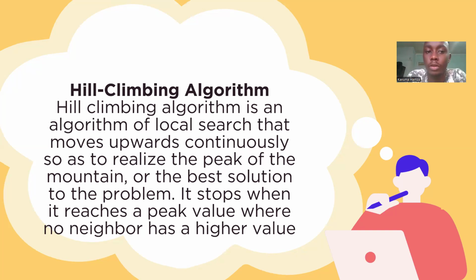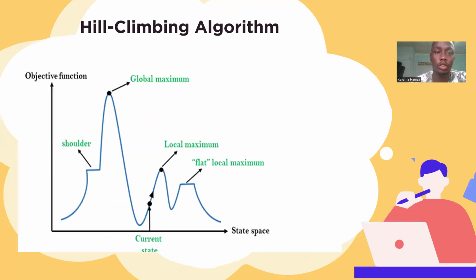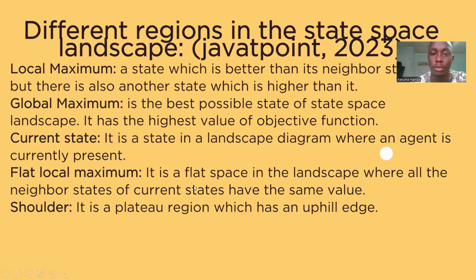The hill climbing algorithm is a local search algorithm that moves upwards continuously so as to reach the peak of the mountain, or the best solution to the problem. It stops when it reaches a peak value where no neighbor has a higher value. So as we can see here in the hill climbing algorithm, we have a shoulder, global maximum, local maximum, current state, and a flat local maximum.